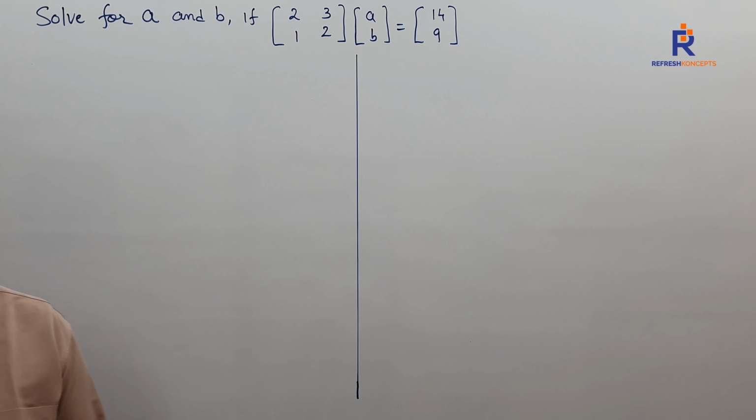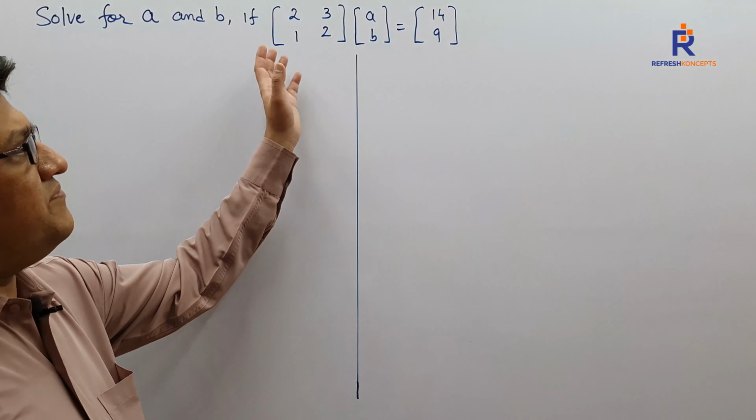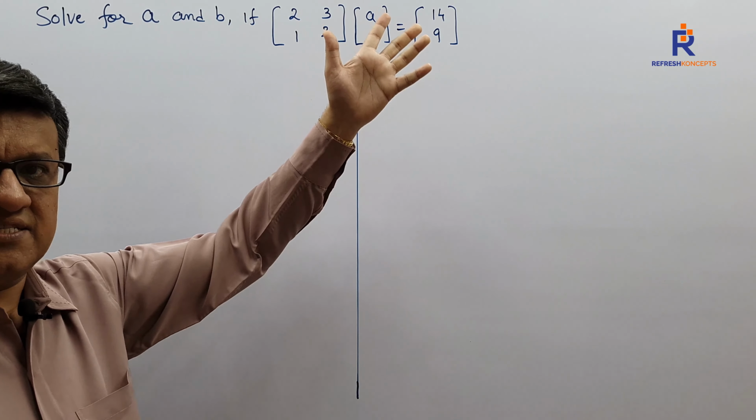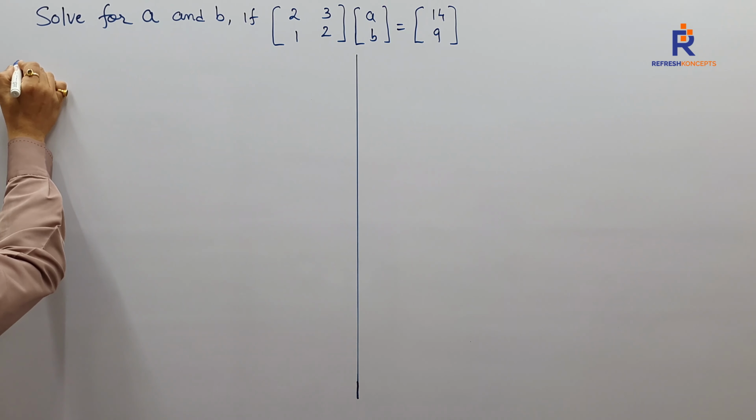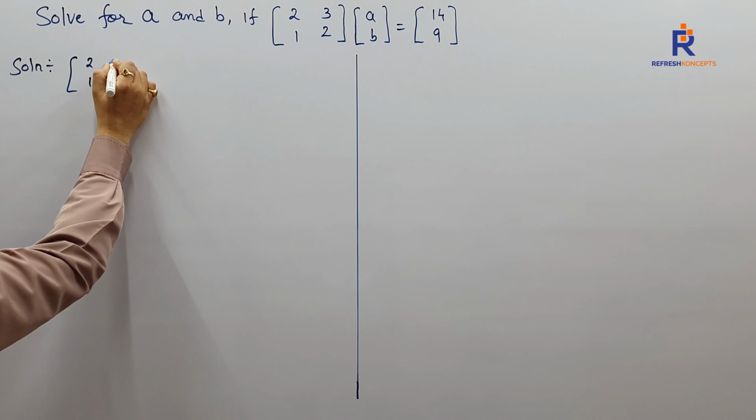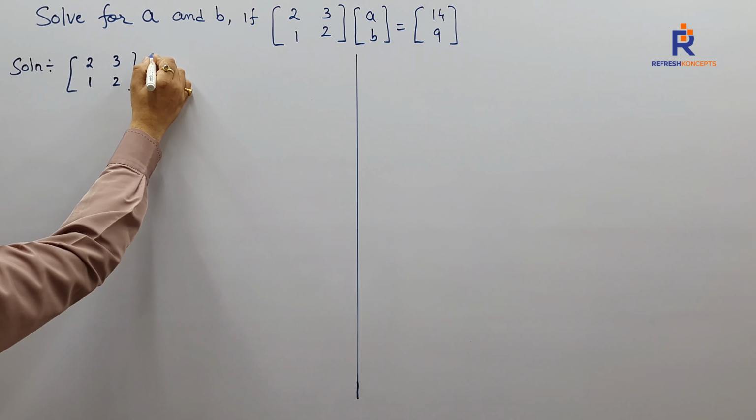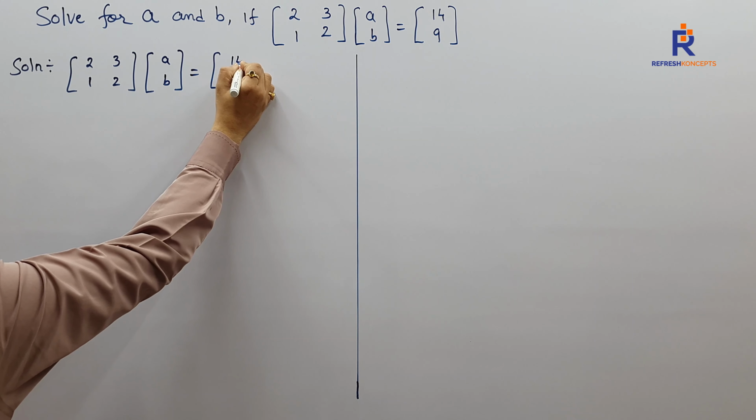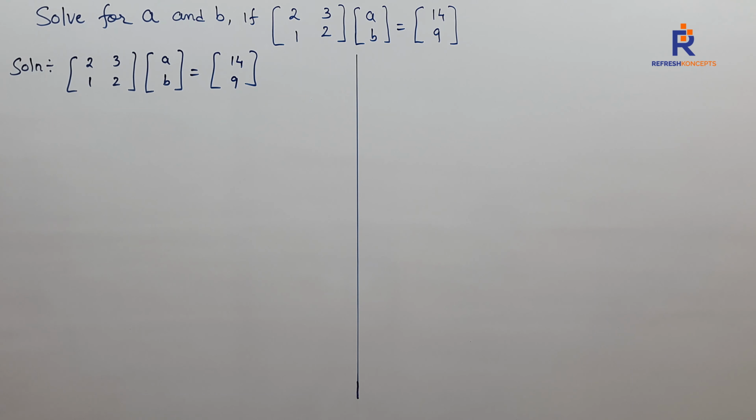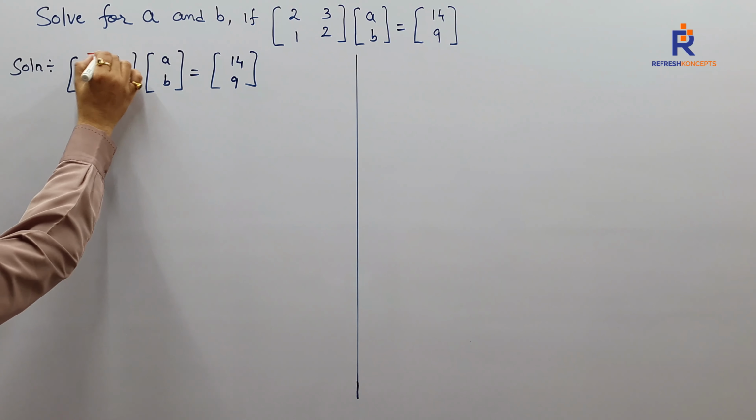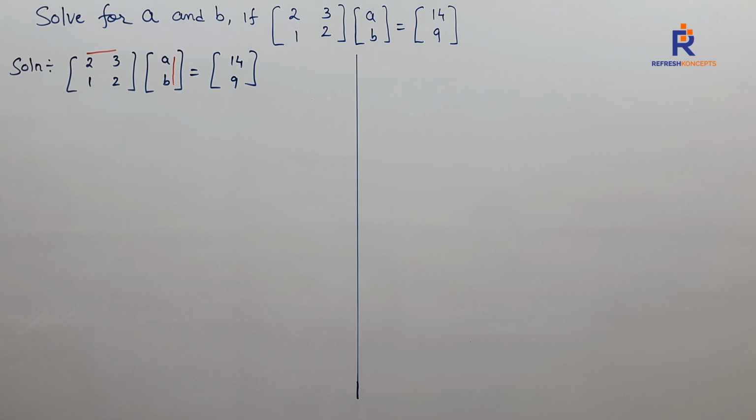Now we know how to multiply two matrices, right, and then by the equality of matrices we just have to compare the corresponding elements. That's it. So we start our solution as first 2, 1, 3, 2 multiplied by the matrix having elements A, B, which is equal to 14, 9. So how have we seen multiplication taking place? It's in this order, right? So how shall we proceed further, as my children are aware by this time?